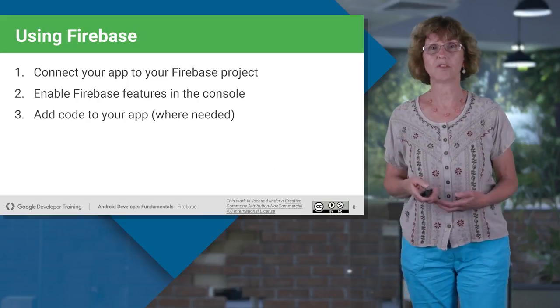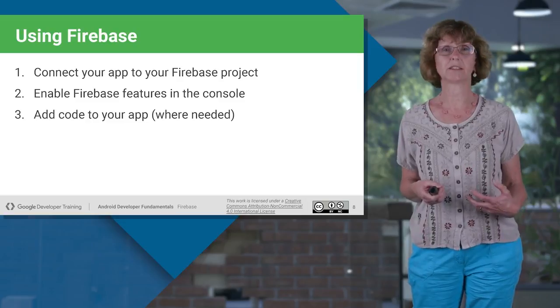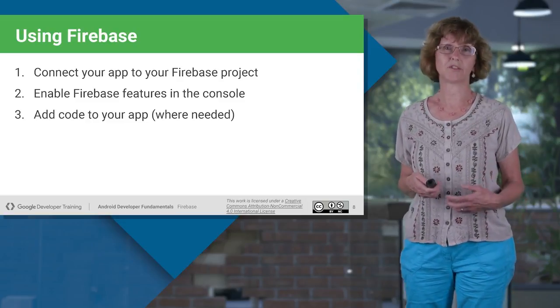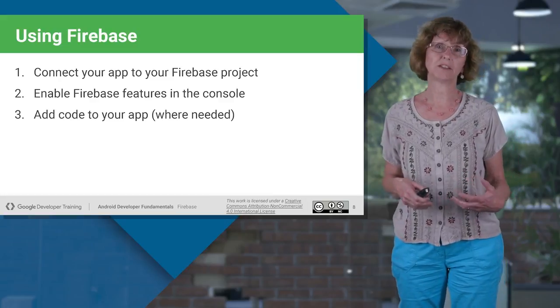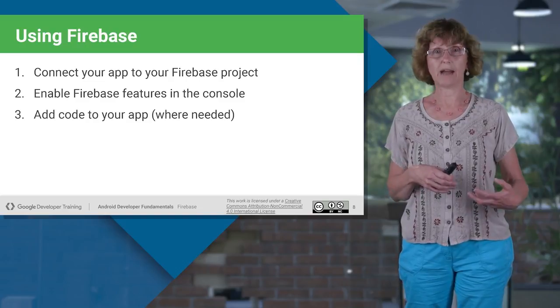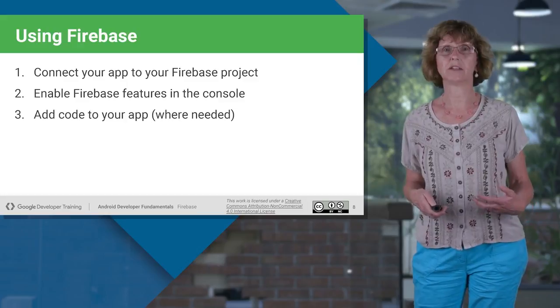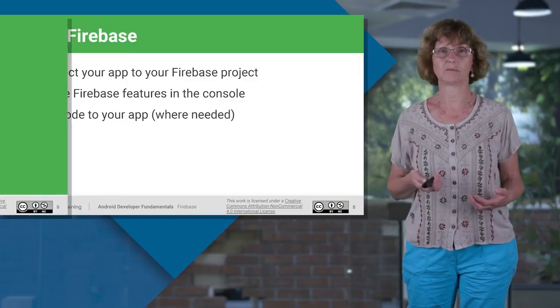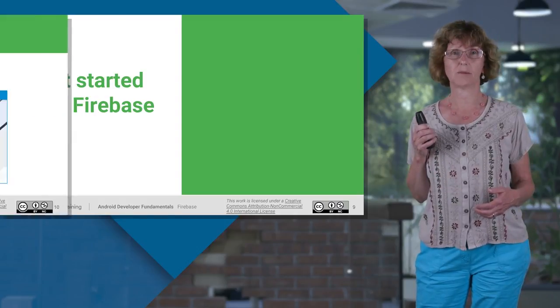So the way that you use Firebase is, well, first of all, you have to create a Firebase project. Then you connect your app to the Firebase project. And once you've done that, then you can enable Firebase features in the console for your app, and then you can add code to your app where you need to use the Firebase features. So let's look at how you get started with Firebase.